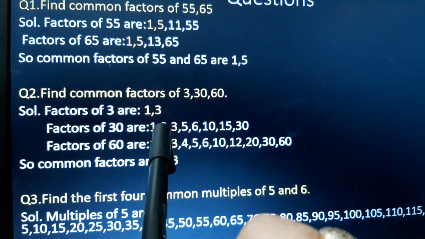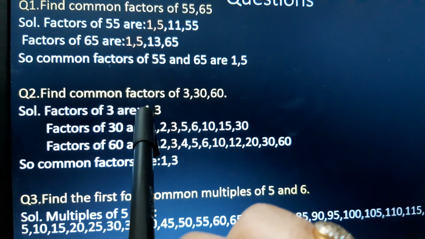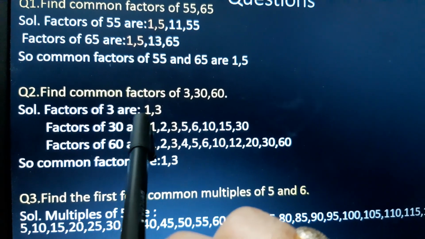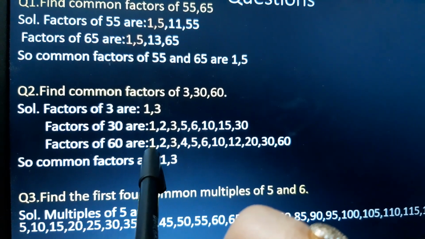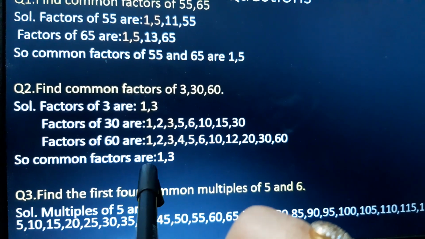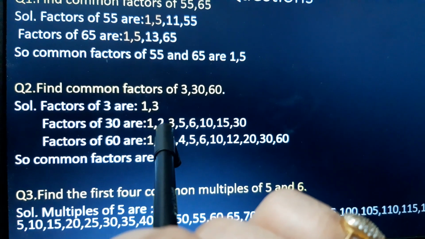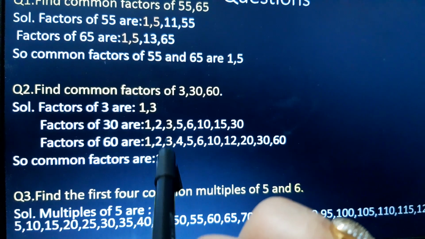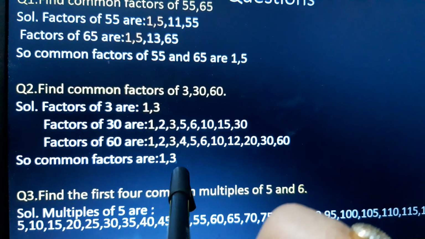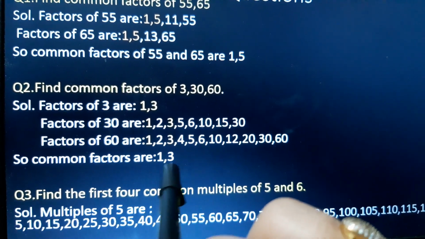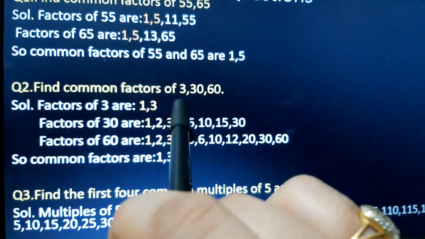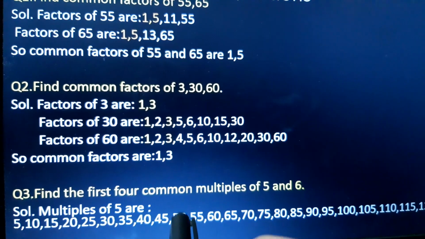Now we will see what are the numbers which occur in all the three of them. 1 is the number which occurs in all of them. So 1 is the common factor. Next, 3 is the number which occurs in all the three. It means 1 and 3 are the common factors of 3, 30 and 60.